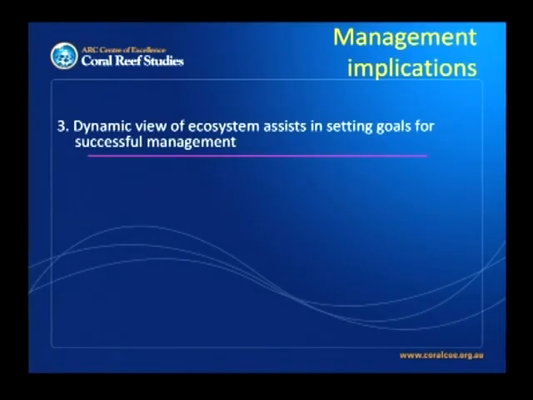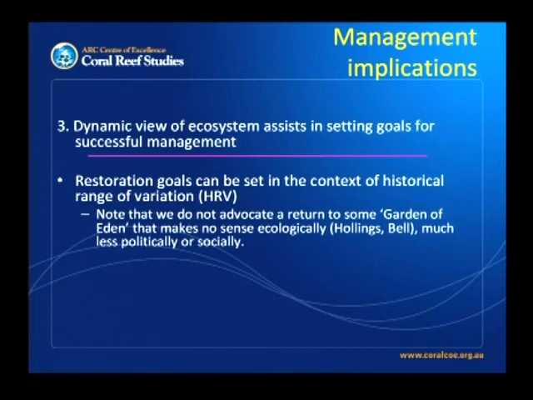Now, the last implication that I'd like to go through with you is that a dynamic view of an ecosystem assists in setting goals for successful management. What should our goals be? Our restoration goals can be set in the context of a historical range of variation. Now, we're not advocating that we go back to some Garden of Eden or that we really can get back to where we once were. I think we learned, both ecologically and socially, politically, and financially, that is not possible.